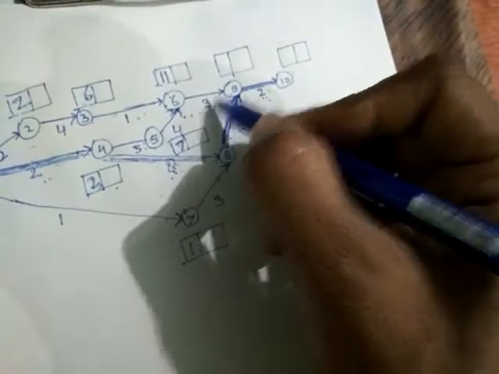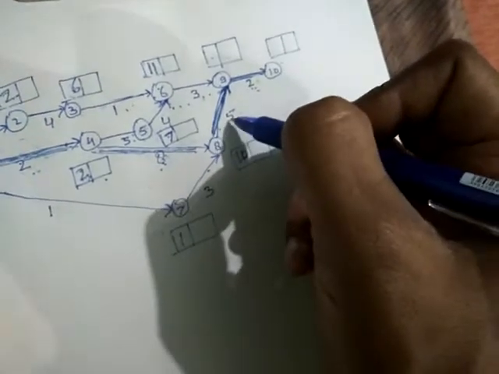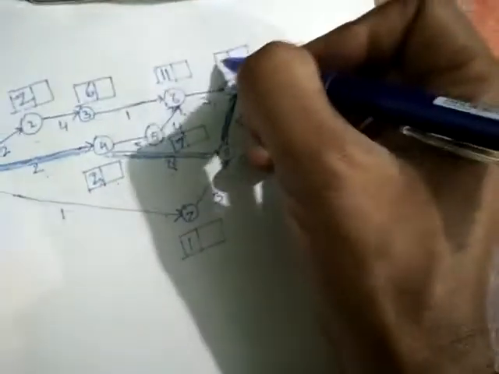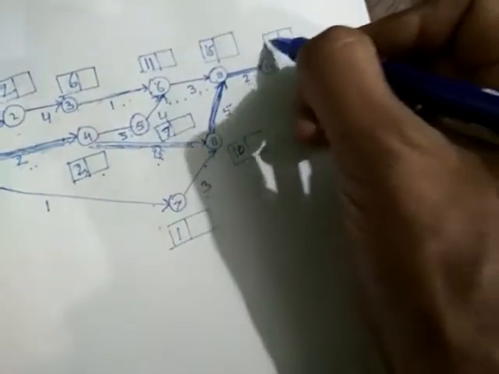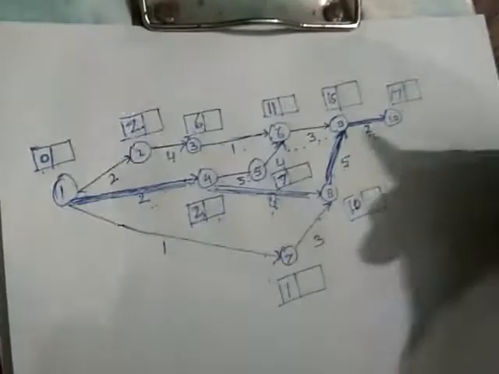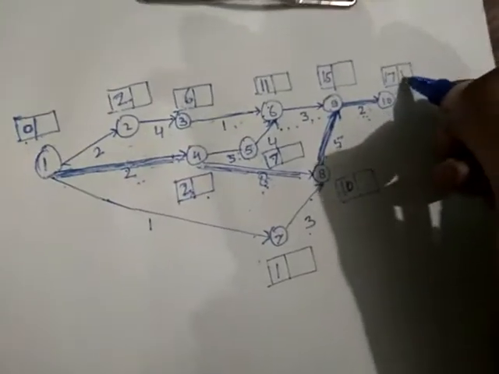We will consider the maximum one. So from here 11 plus 3, 14. From here 10 plus 5, 15. So we are going to write 15 here. Now here 15 plus 2, 17. So we have calculated also that 17 is the project duration. So now we will write 17 here.